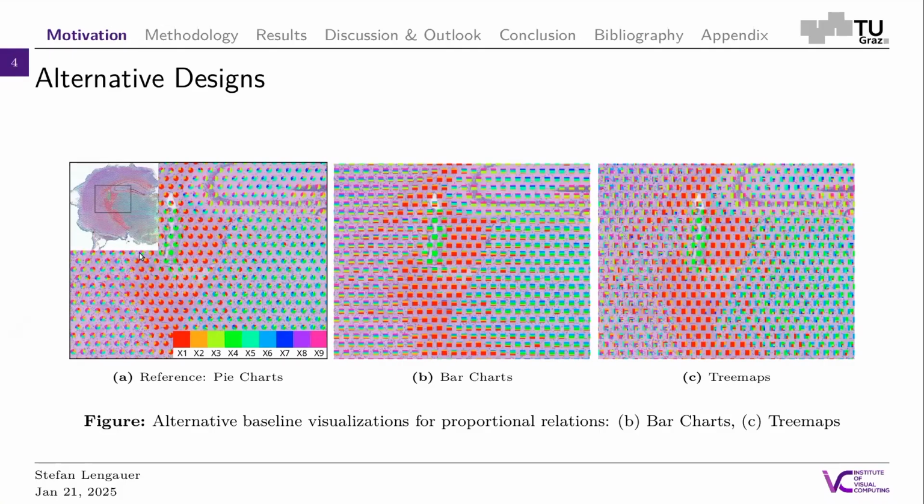As a starting point, we looked at different baseline visualizations for proportional relations, such as bar charts, tree maps, etc. But it's quite obvious that they all suffer from the same shortcomings as pie charts. They're just not really appropriate for small multiple visualizations. It's really hard to spot any patterns here.